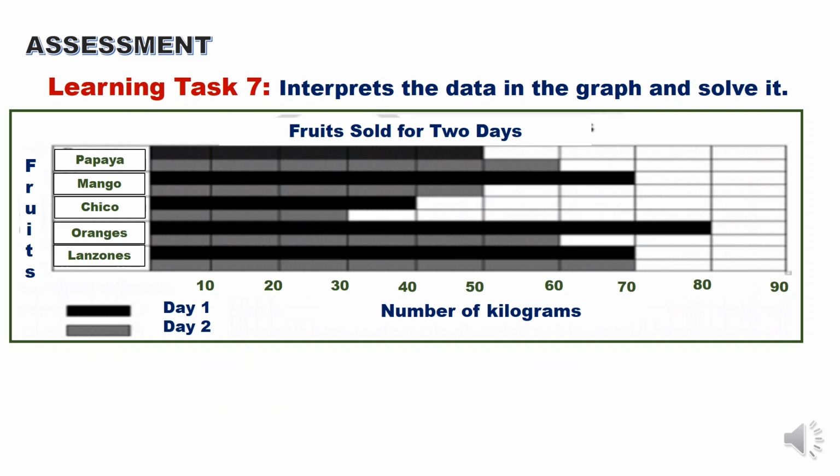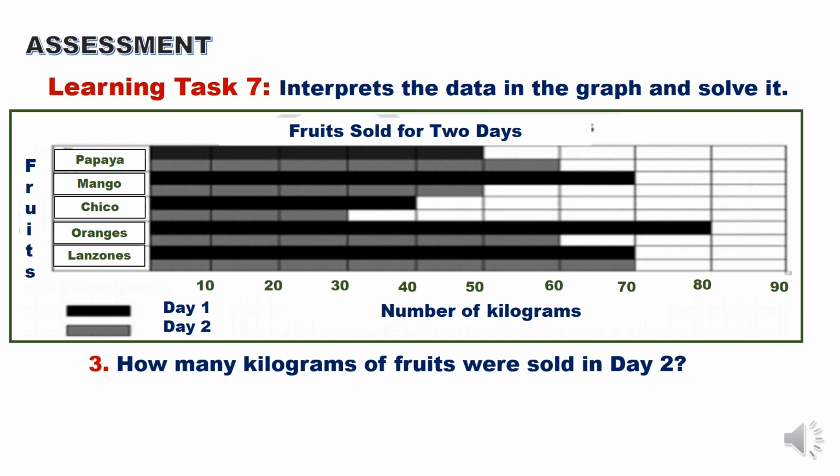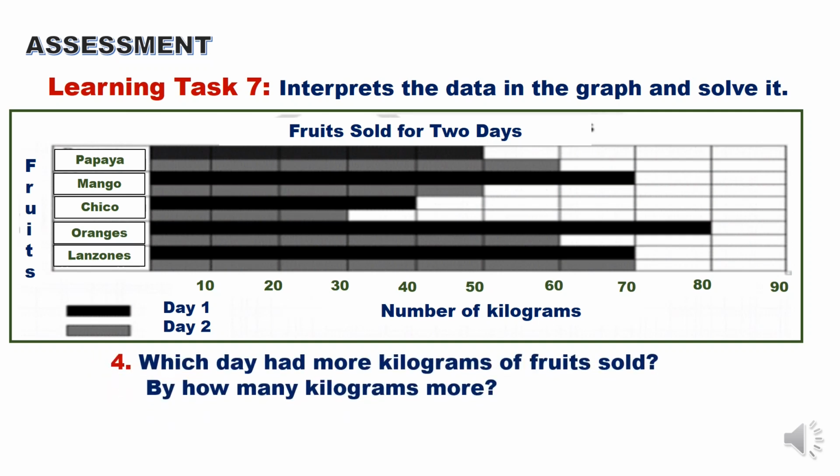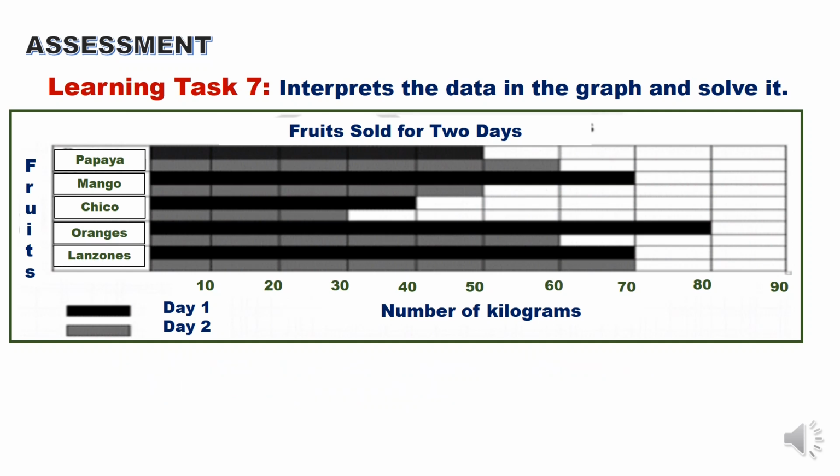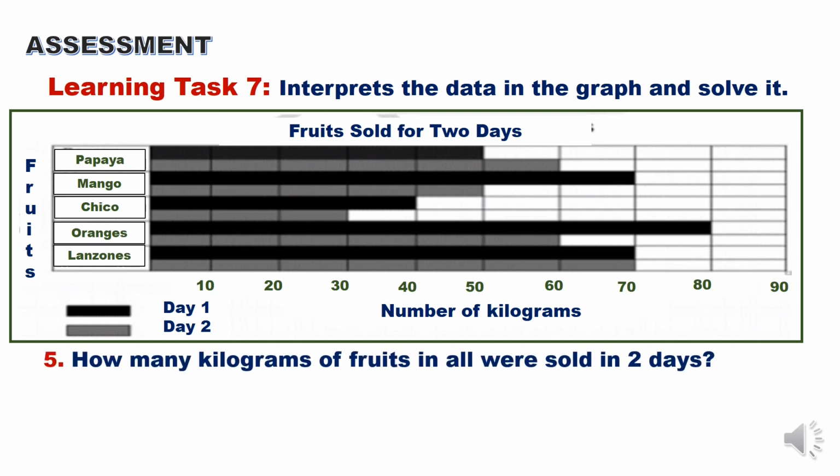Try to answer this. How many kilograms of fruits were sold in day 2? Which day had more kilograms of fruits sold? By how many kilograms more? How many kilograms of fruits in all were sold in 2 days?